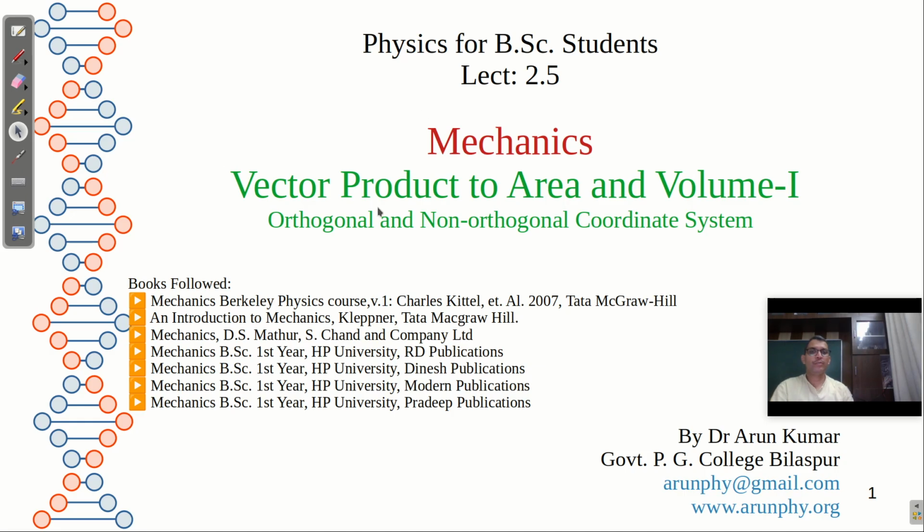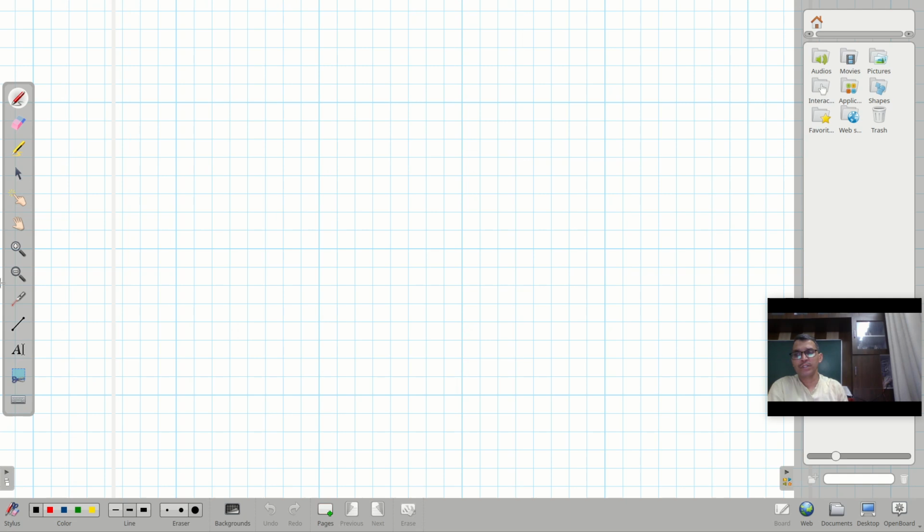So today I will talk about vector product related to the area and the volume, that is, how vector product is related to the area calculation and volume calculation. So first of all, let me talk about dot product, because vector product is of different types. I will talk about a few things which are related to the volume calculation and the area calculation.